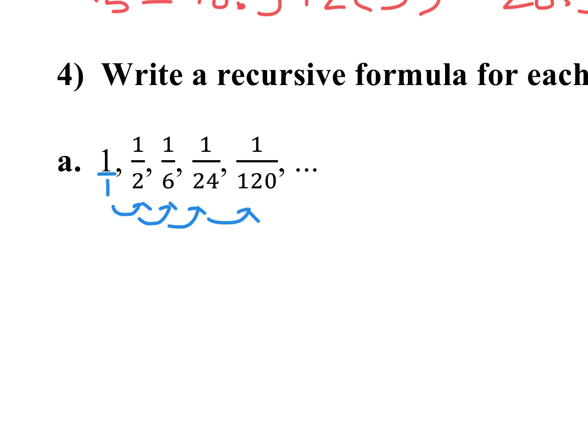So how do we make it multiply by a different number each time? We could use a strategy similar to what you saw on 3A. In the first term, n is 1. Over here, n is 2. Over here, n is 3. Then n is 4. And over here, n is 5. If we use those values, it makes it a lot easier to find the next number.